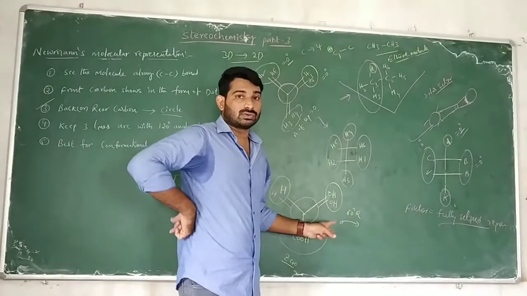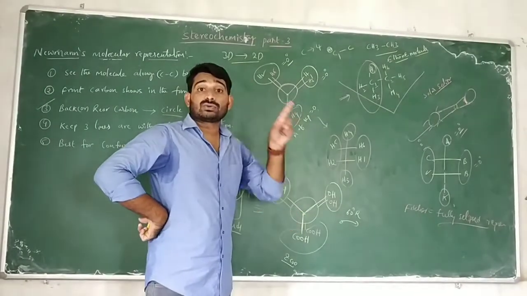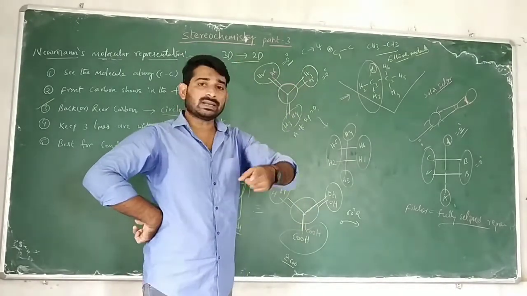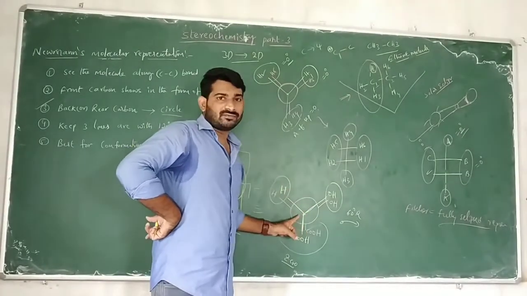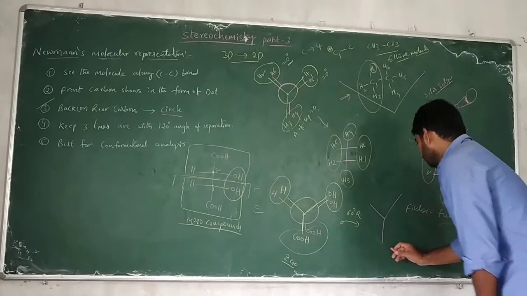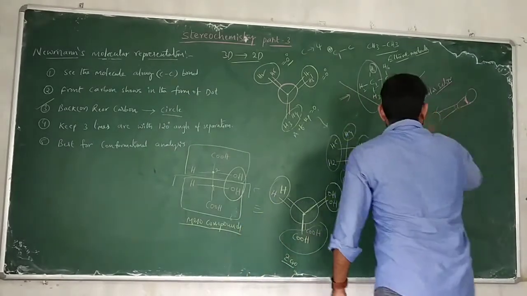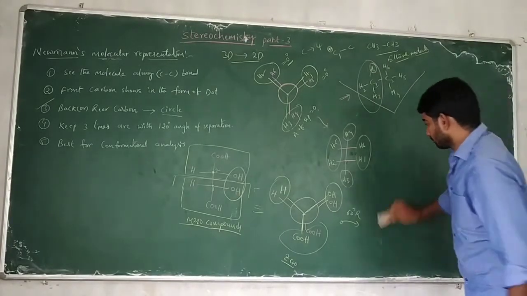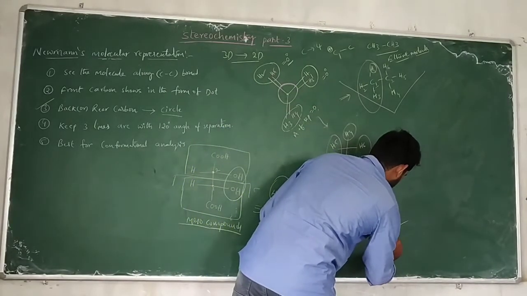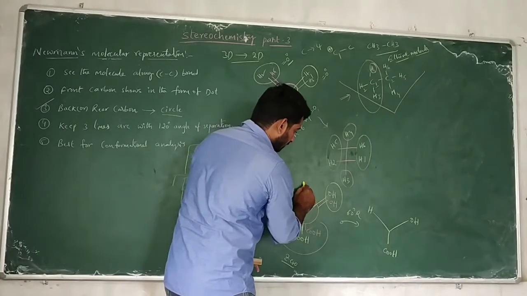So in the rotation, what do you have to do now? Fix one carbon as static, and then disturb the other. You have to rotate the other carbon. If you fix the first carbon, then rotate the second carbon. Otherwise, if you want to fix the second carbon, you rotate the front carbon. But now I will fix the first carbon, the front carbon. I will rotate the second carbon, that means the rear carbon, in a clockwise manner.